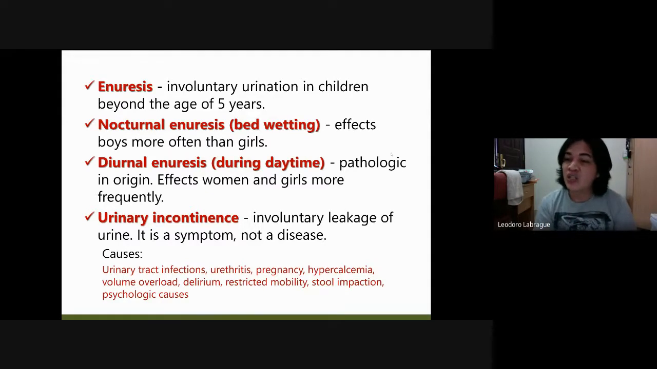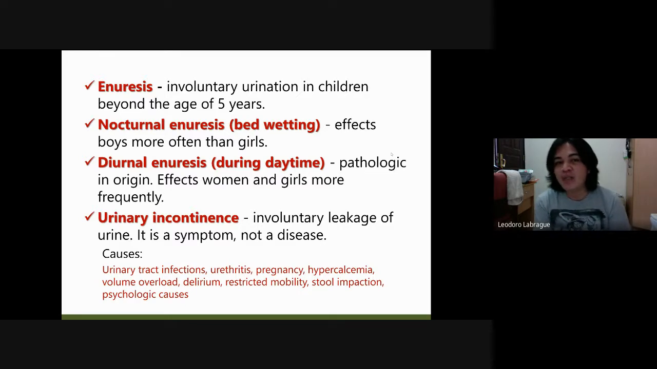However, there are some children whose age is already 5 or above, but still experience involuntary urination. They still wet their pants. We call it enuresis. Now, enuresis could either be nocturnal enuresis, or bedwetting. It affects boys more often than girls.